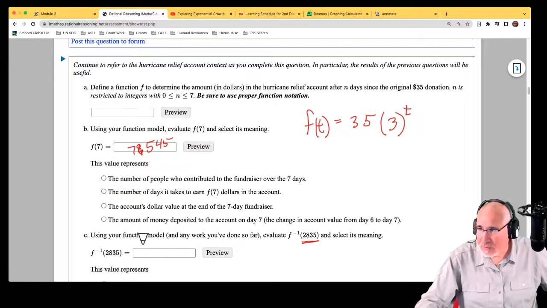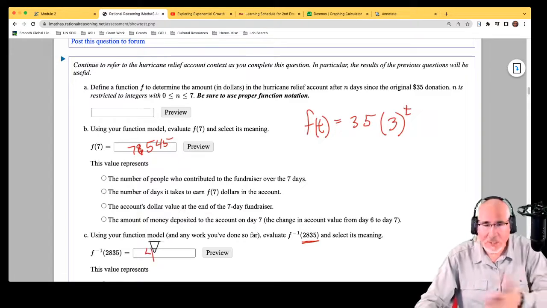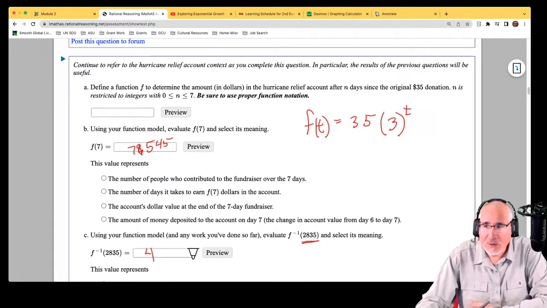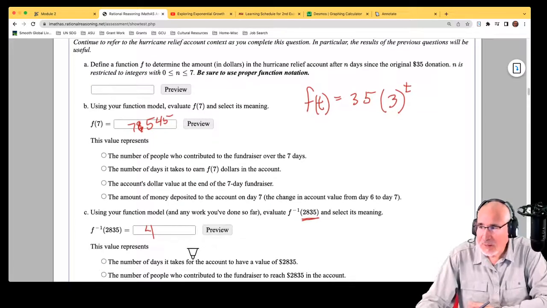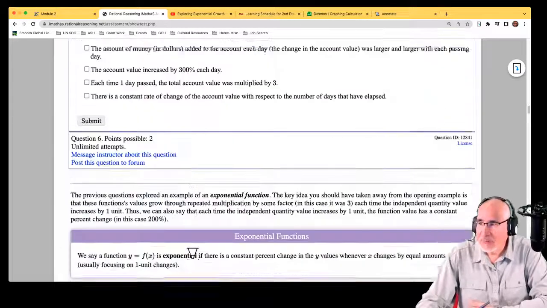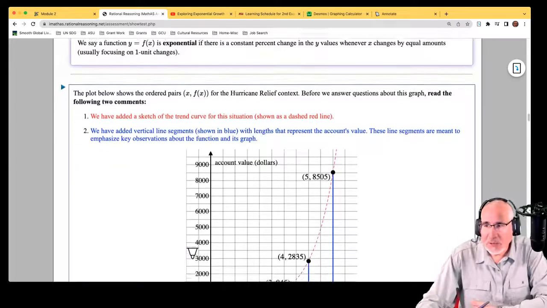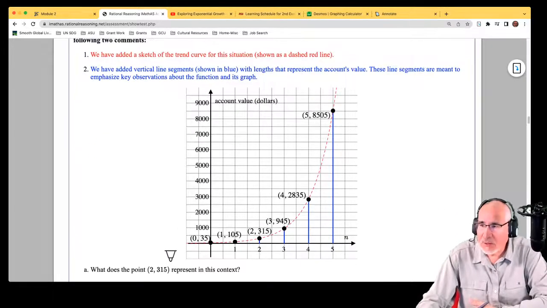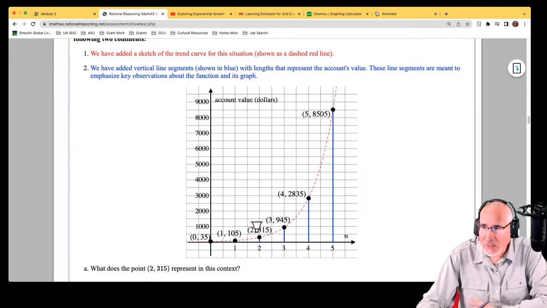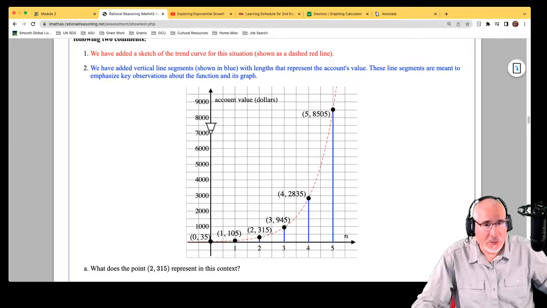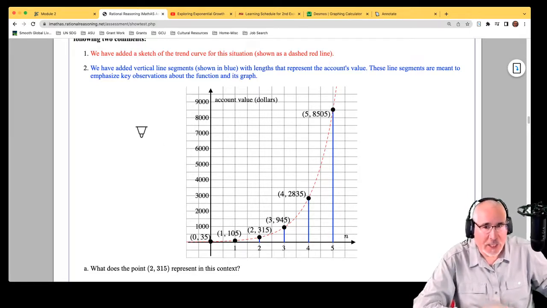Okay, so the inverse of this is going to be 4. And what we found is that after 4 days, there's 2,835. Okay, and you can answer those questions. What I want to show you is they do graph each of these. So we've got 0, 1, 2, 3, 4 days, 5 days, and you can see it follows along a sort of J-shaped curve, and these are following a tripling pattern, right? They're tripling each time because they're being raised to the 3rd power.